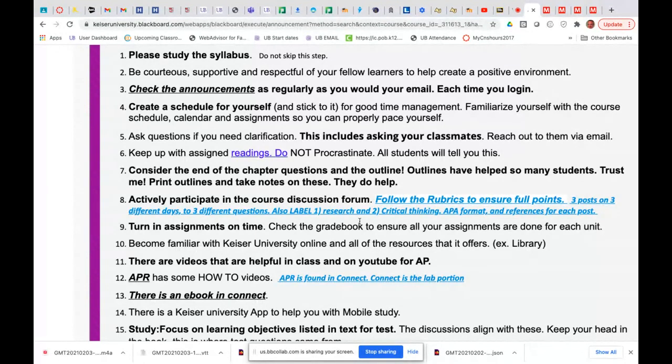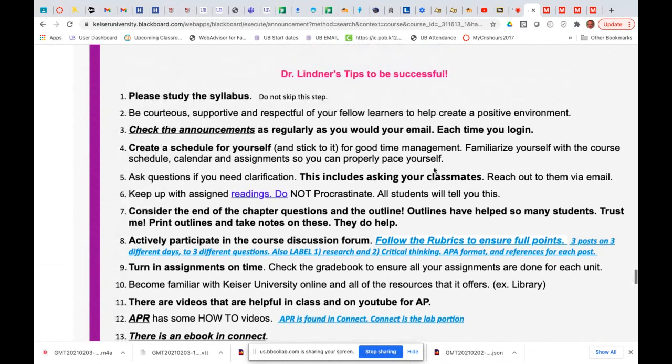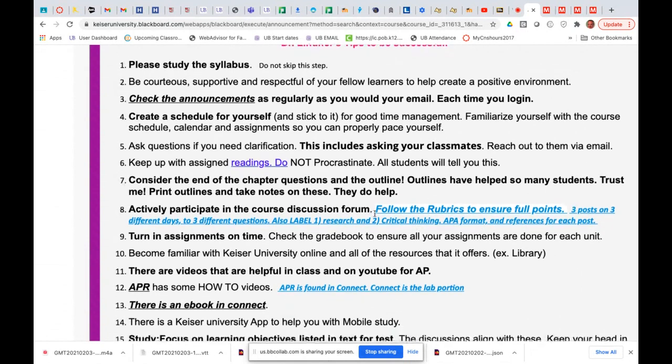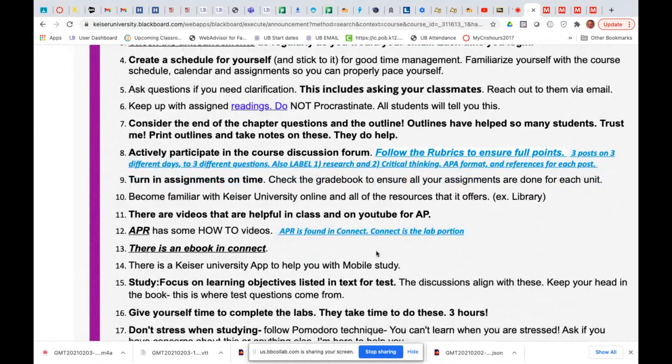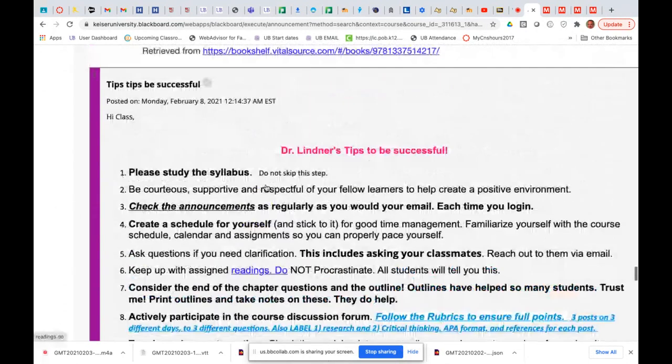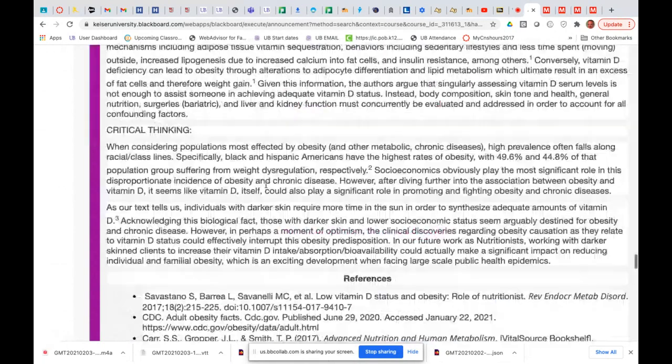And each post that you do has to be labeled research with your research portion, and then your critical thinking bolded and underlined with your critical thinking component. Okay, so I'll go into that in a little bit more detail, but just wanted to point out a little bit about the discussion forum or the discussion board and how it's run, because that's something that we do every single week. And then you see the APR, which I'll go through in a second, showing you the lab and the assignments. So read through Lindner's tips.